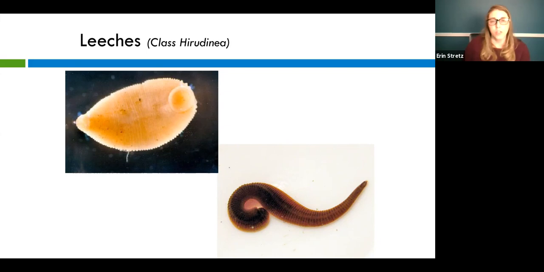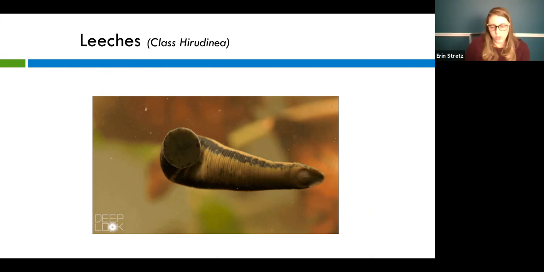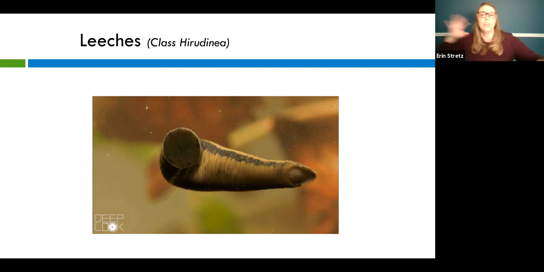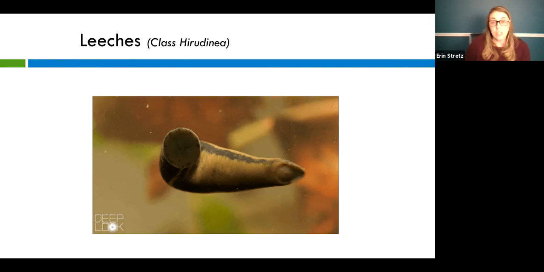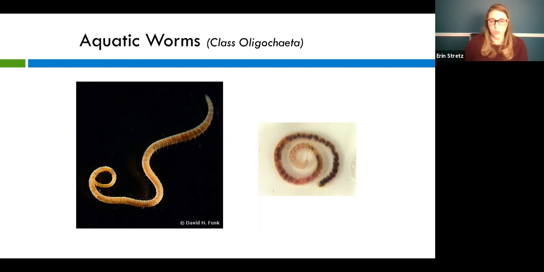So here's a look at what it might look like as it's moving around in their tray. They just kind of use the suckers to attach and then keep moving. So if you see this kind of movement, then you've definitely got a leech. Aquatic worms are more cylindrical, right? And they're worms, you know, we'll find worms. How do you identify a worm? It's wormy, I guess.